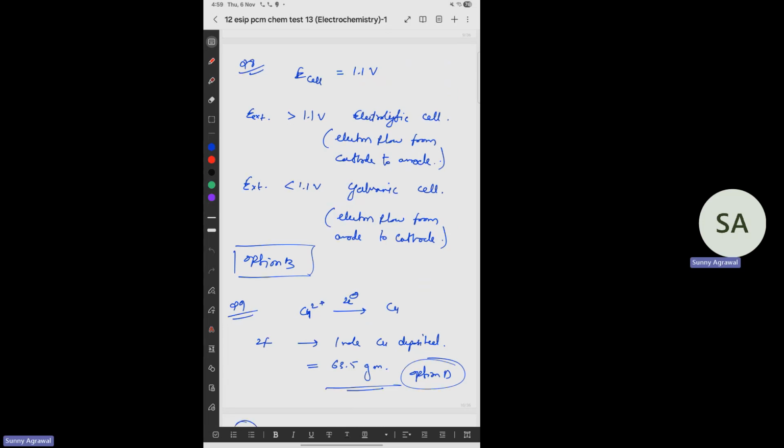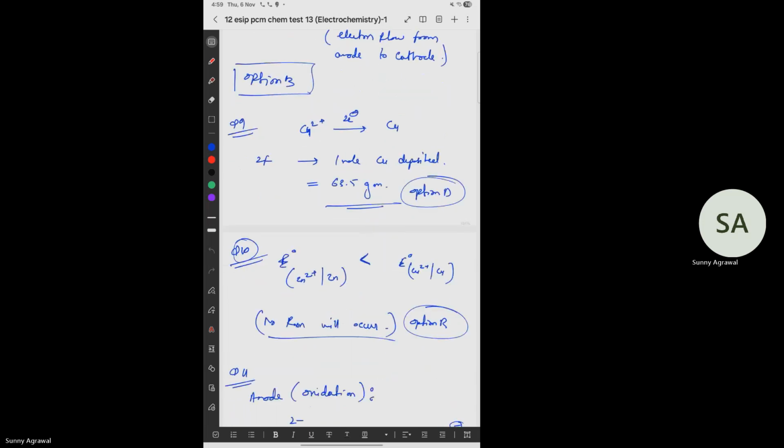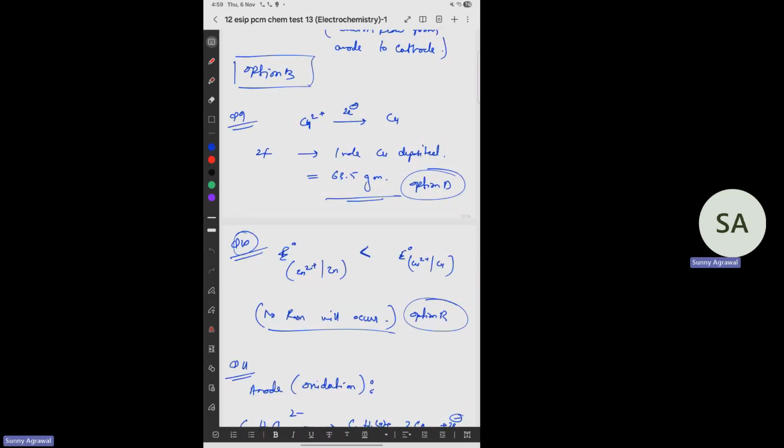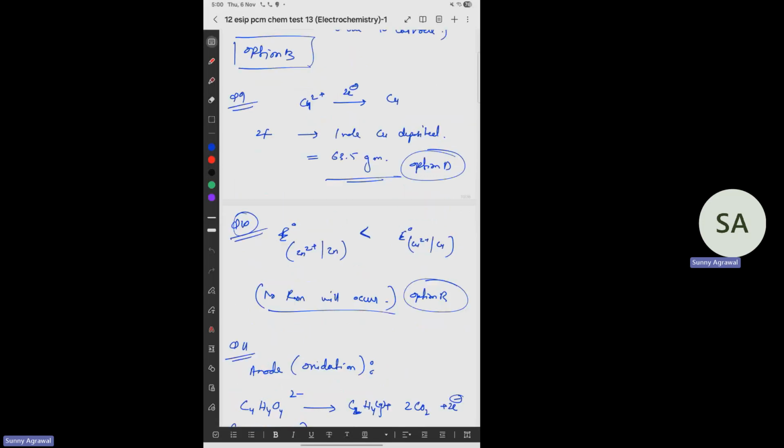Question number 9. Here 2 Faraday of electricity is passed through a copper sulfate solution. So copper will be deposited, and Cu is in +2 oxidation state. So here transfer of 2 electrons is taking place. So to obtain 1 mole of copper, we will need 2 Faraday. Therefore, the amount of copper deposited will be equal to 63.5 gram.